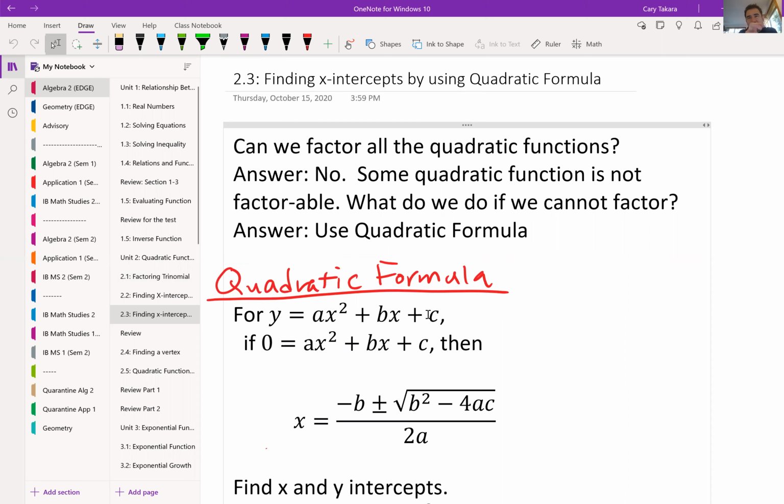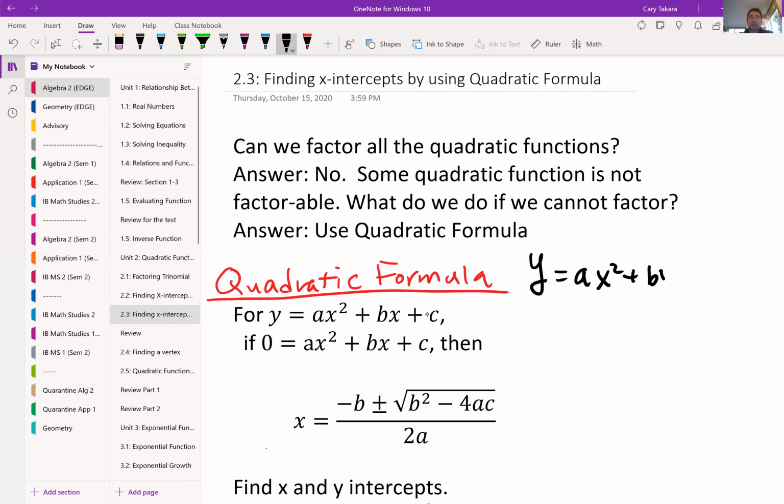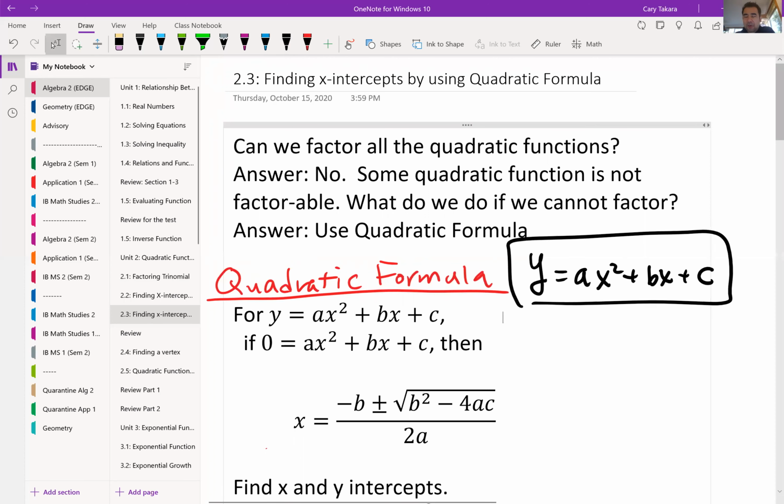All the trinomial, the quadratic expression, you've got y equals ax squared plus bx plus c, right? This is the form for quadratic equation function. You are not able to factor all the quadratic functions. Okay. So what do you do, right?